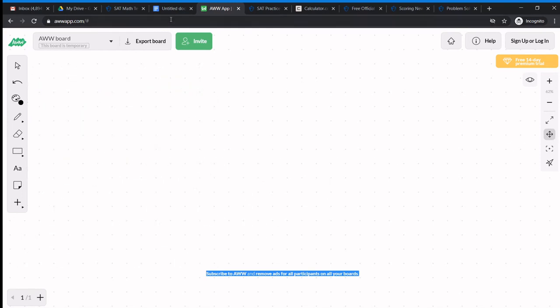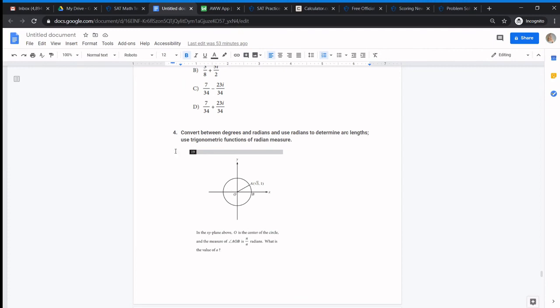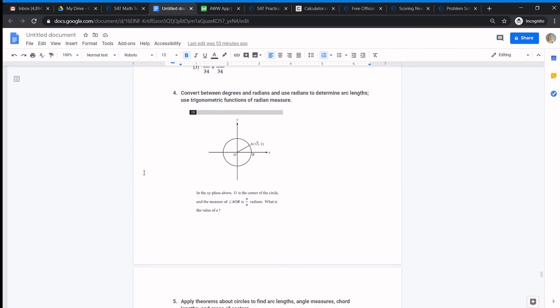Alright, converting between degrees and radians, and using radians to determine arc lengths. Also, using trigonometric functions to use trigonometric functions of radian measure.